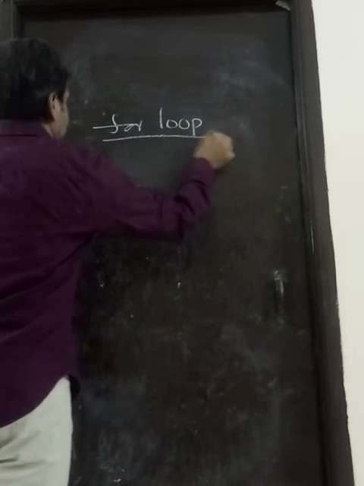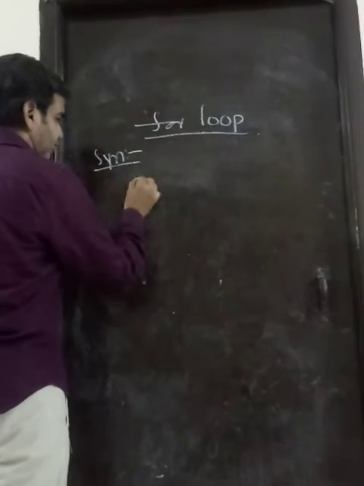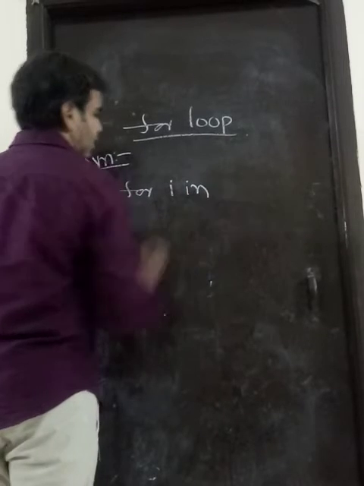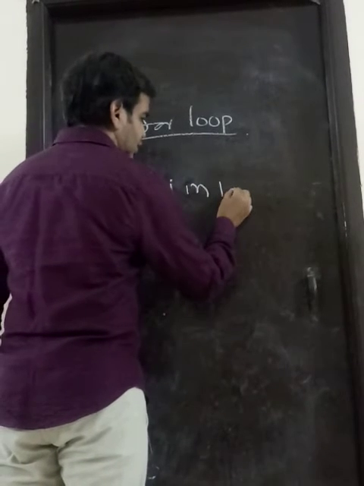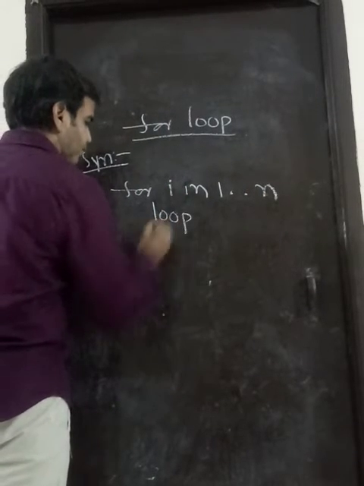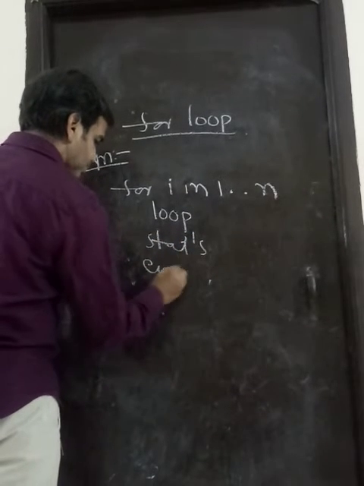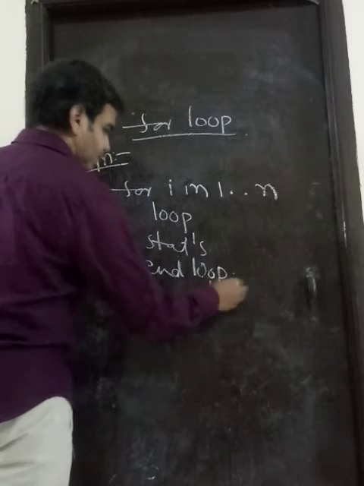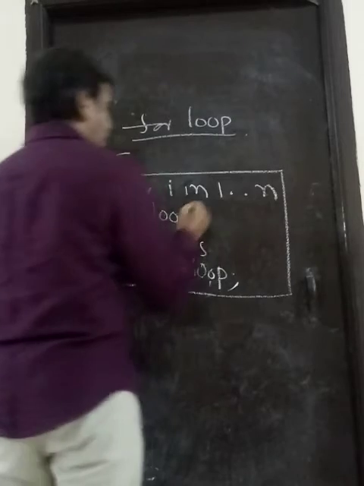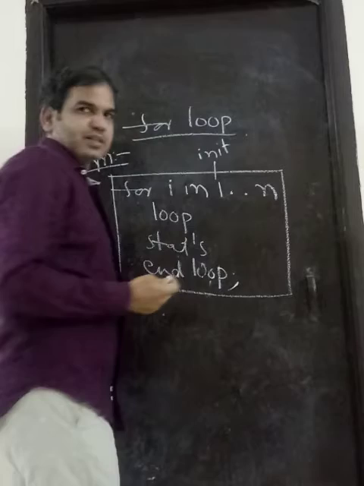For loop, first syntax. For I in 1 dot dot n loop, then we are executing statements, then end loop. This is the syntax of the for loop. So I in 1 means initialization, and we should take only 2 dots.